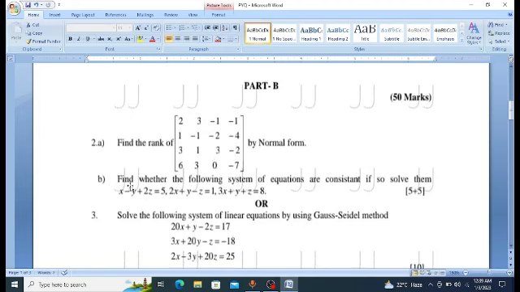Next we have the question: find whether the following system of equations is consistent. If so, solve them. So in solving this system of equations, here you can see the equations as this. First write the coefficient matrix A, then after that write the variable matrix which is of x, y and z. Then write the constant matrix. Here the constant matrix includes the elements like 5, 1, 8.